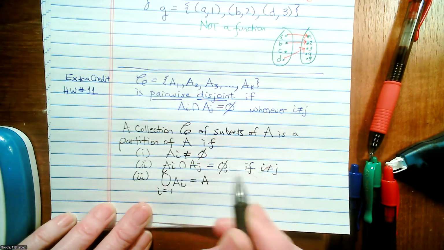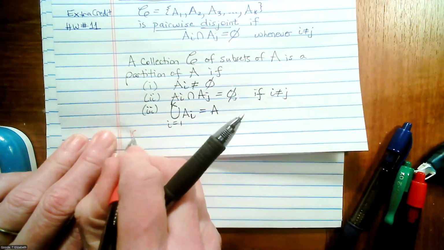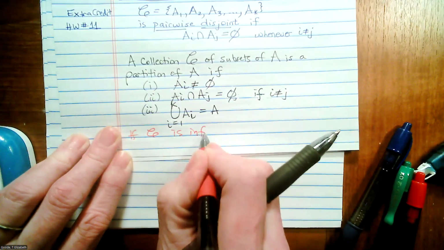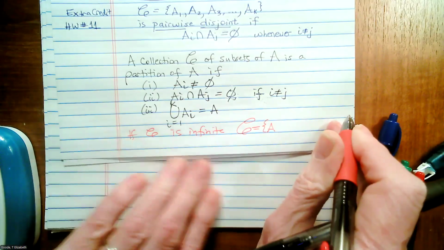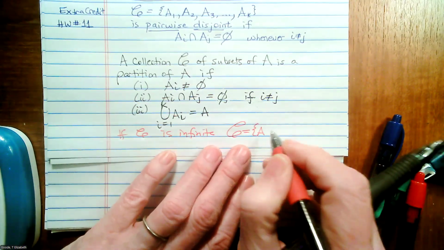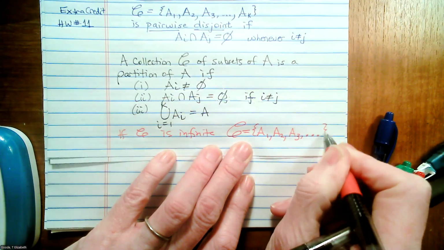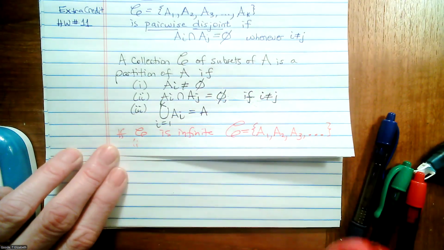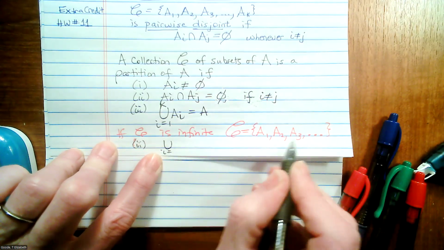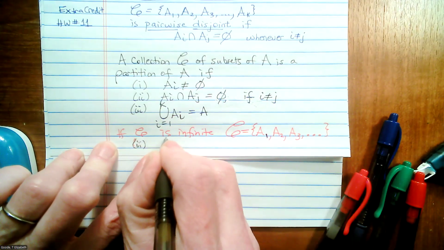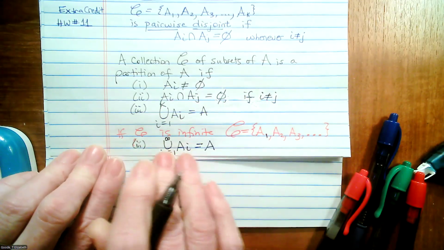Now that's if it's a finite collection. But if C is infinite, you could index it starting at 0, or wherever you want, but let's just say we start at 1. If it's an infinite collection, then one and two are the same, but three becomes the union from i equals wherever you're starting, it might be 1, it could be 0, to infinity of the Ai would be A. It would be an infinite union.